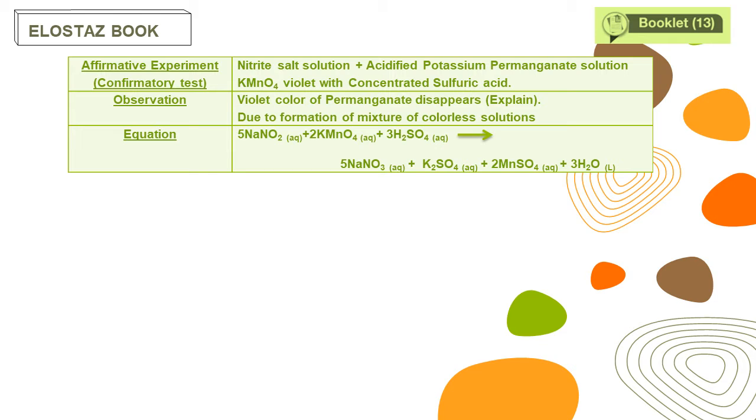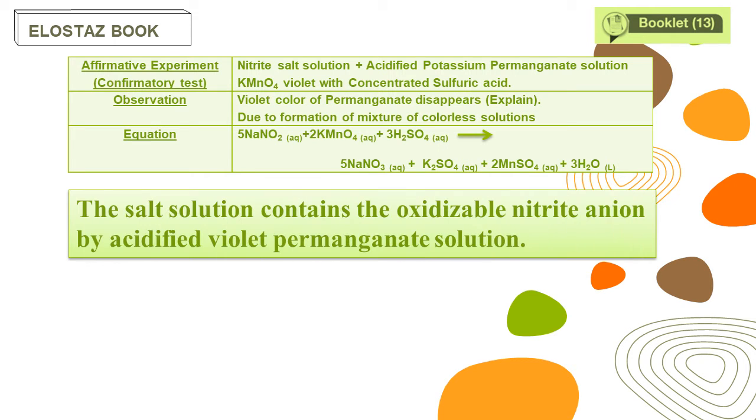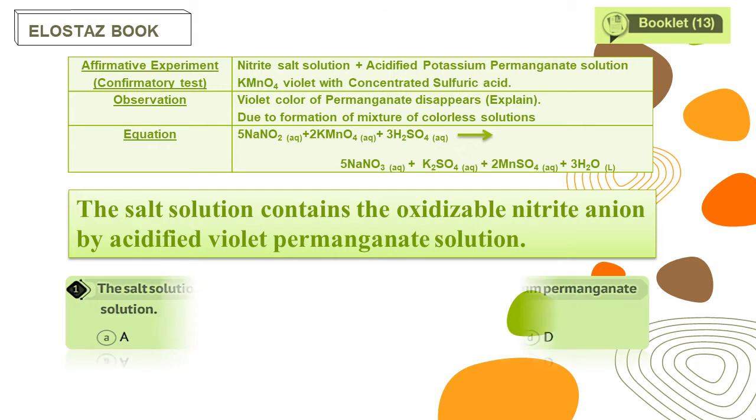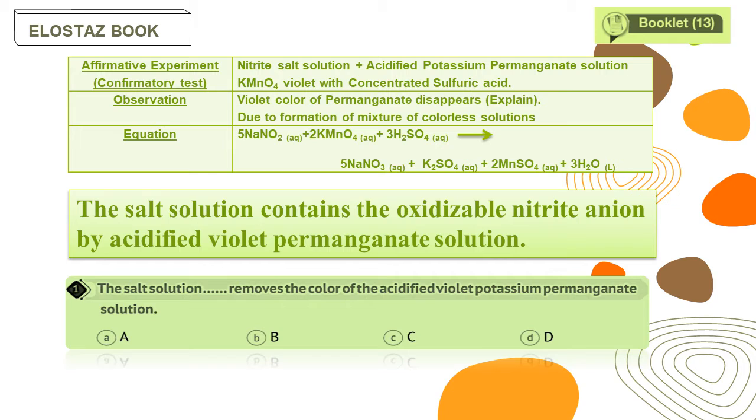So the salt solution contains what? It contains the nitrite anion. Why? It's an oxidizable anion that acts on the acidified potassium permanganate and removes its color, so the violet becomes colorless. So the right answer here is the nitrite anion, letter D. Letter D is the right answer of question 1.